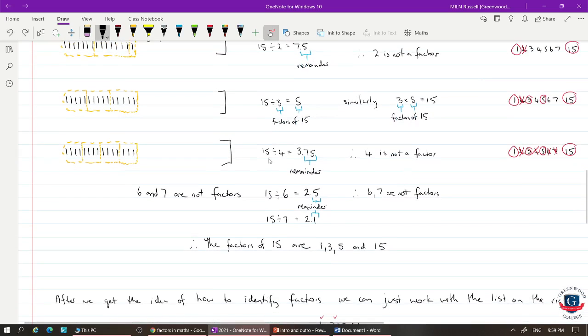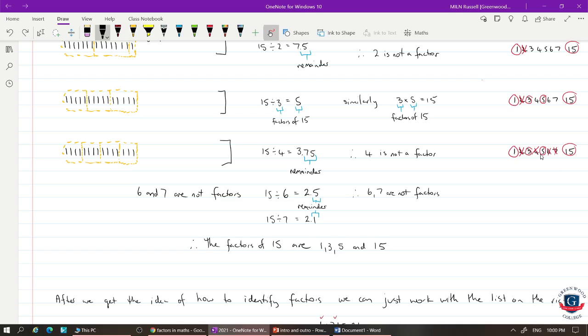Now we're going to try and split 15 into 4 groups. Well, that's not possible because it would create a group of 4, another group of 4, another group of 4, and the last one would be 3. They're no longer equal groups. And we can see that with our division sum. 15 divided by 4 gives us 3.75. That's not a whole number, therefore 4 is not a factor. Cross it out.